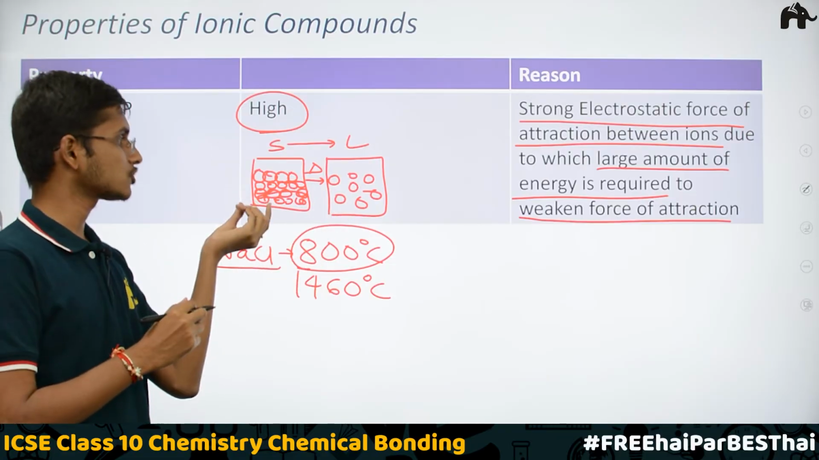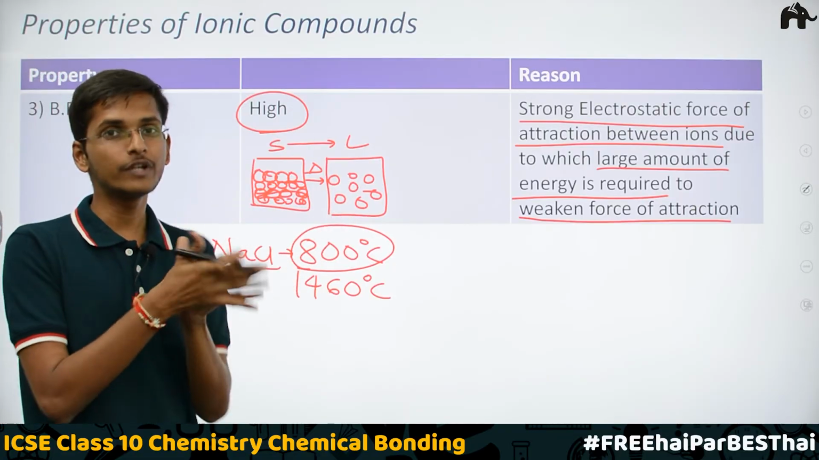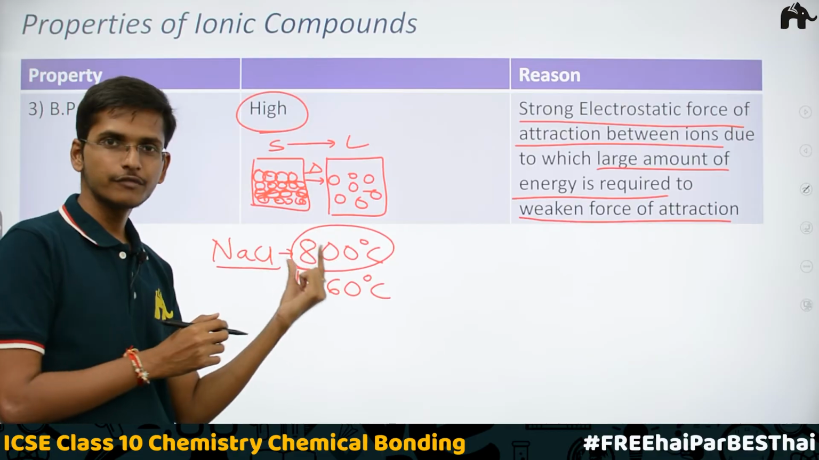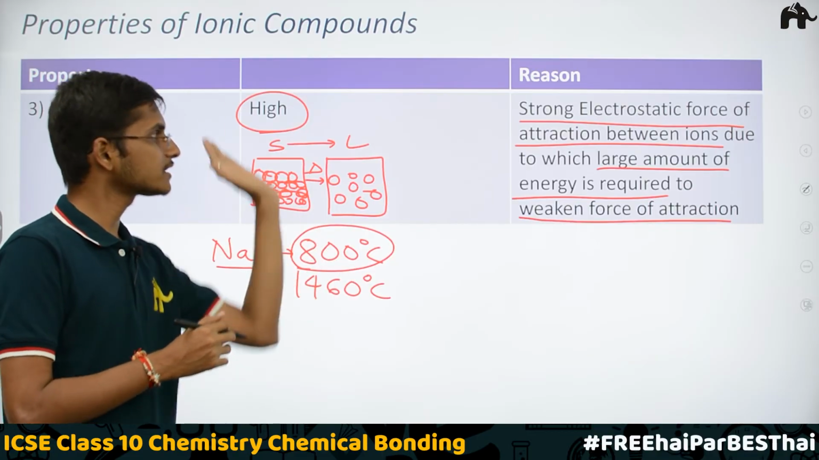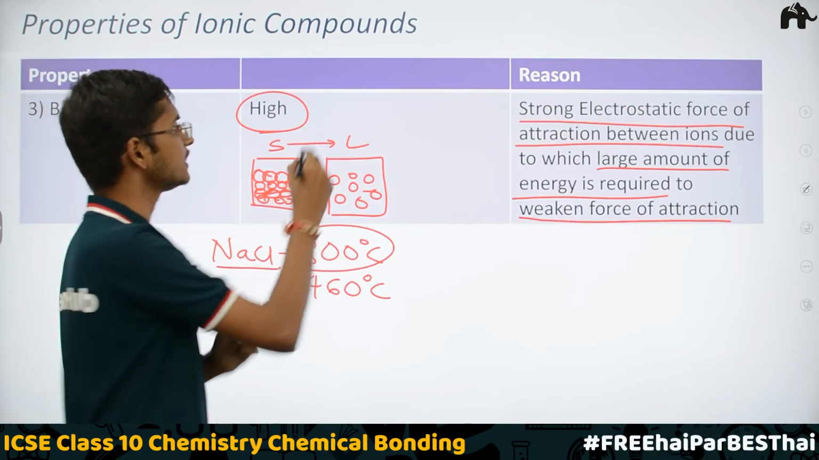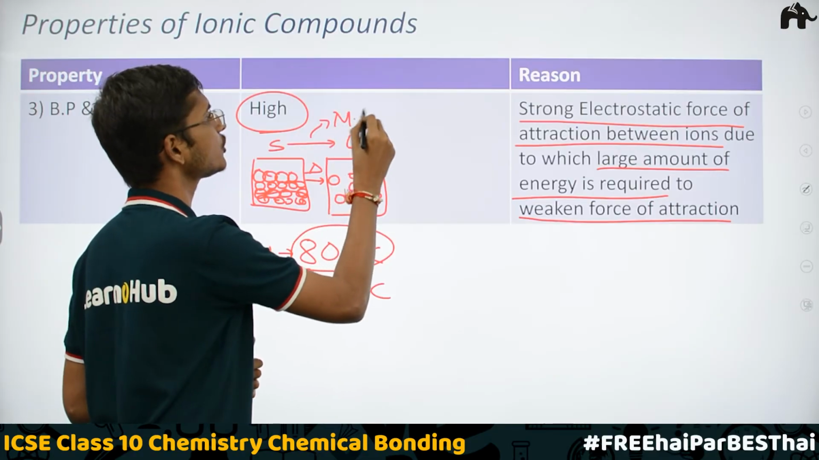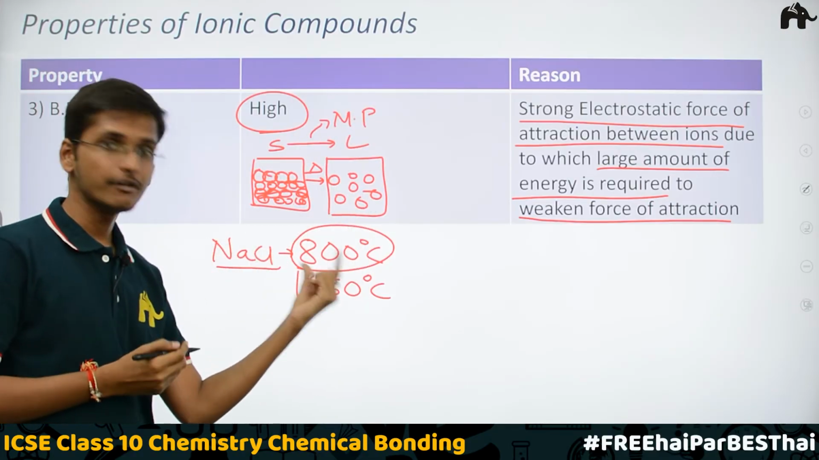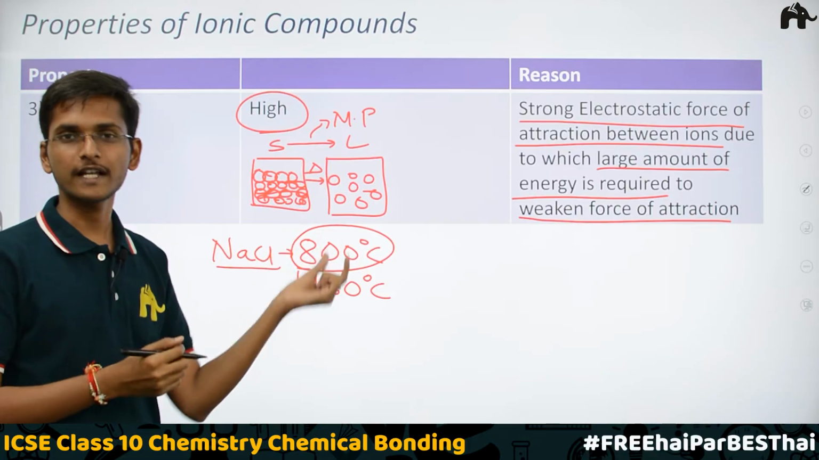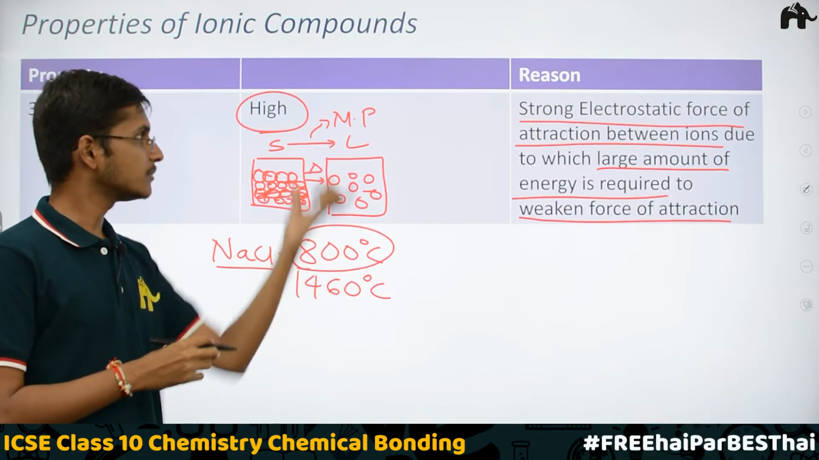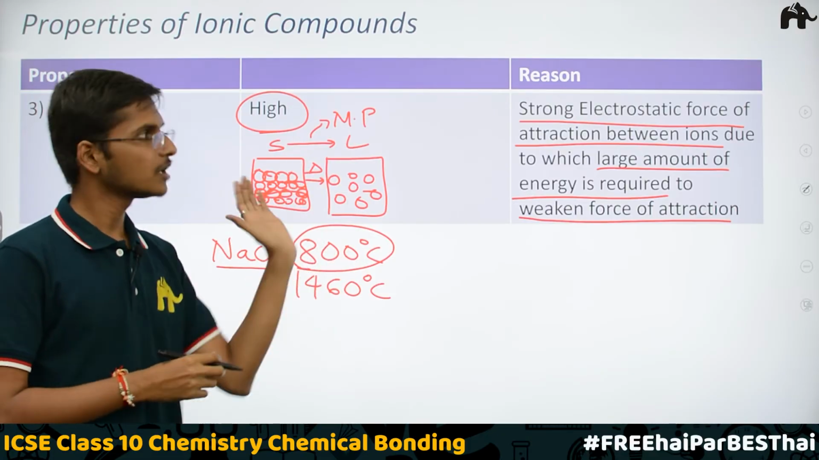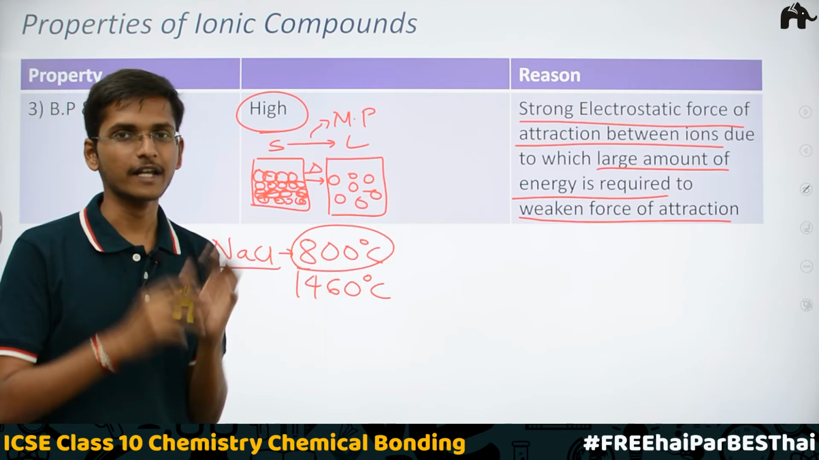Then what happens? Our solid NaCl gets converted into liquid NaCl. And we know the temperature at which this NaCl gets converted from solid to liquid state, that temperature is the melting point of NaCl, right? Now since it is a very high temperature, yes, we got the answer. Why is it very high? See, the melting point is very high because of the strong electrostatic force of attraction between the ions.